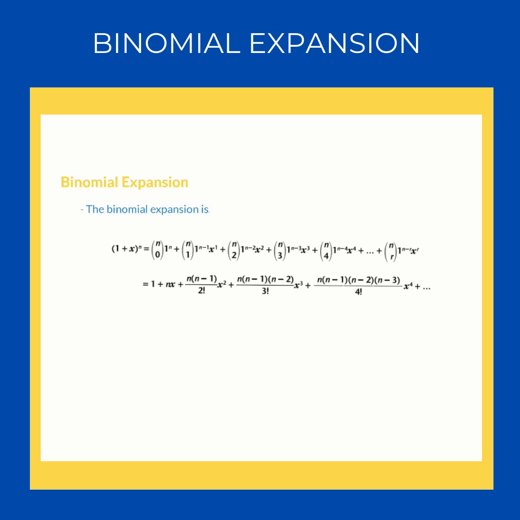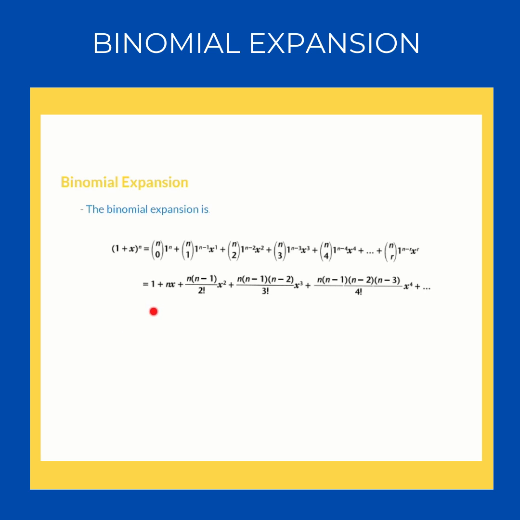So if you want to find the binomial expansion of 1 plus x to the power of n, this is equal to nC0 times 1 to the power of n, plus nC1 times 1 to the power of n minus 1 times x to the power of 1, plus nC2 times 1 to the power of n minus 2 times x squared, and so on. But instead of using the first line of the binomial expansion, we're going to use the second line.